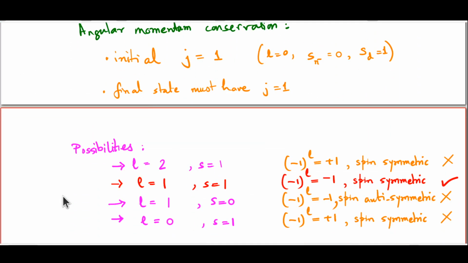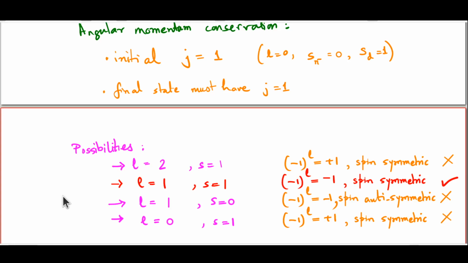These are the possibilities which are allowed. You could have L equal 2, S equals 1, giving J equals 1. L equals 1, S equals 1 will also give you, among all possible sums, a J equal to 1 term. L equal to 1, S equal to 0, and L equal to 0, S equal to 1 will both give you J equal to 1.